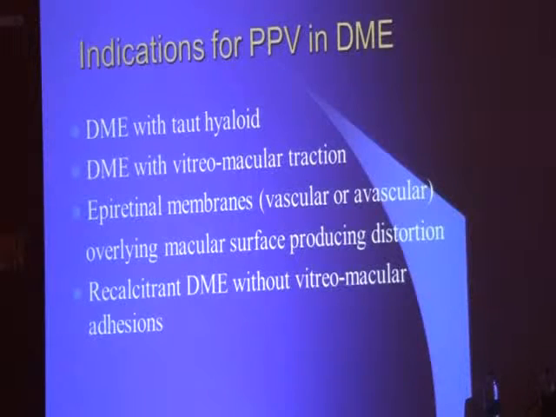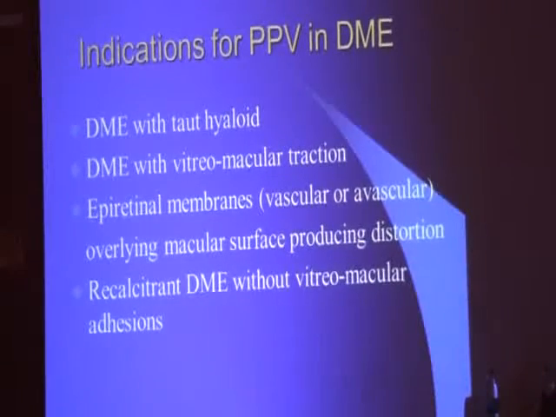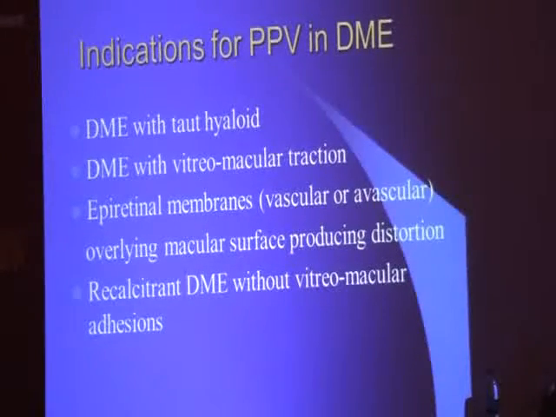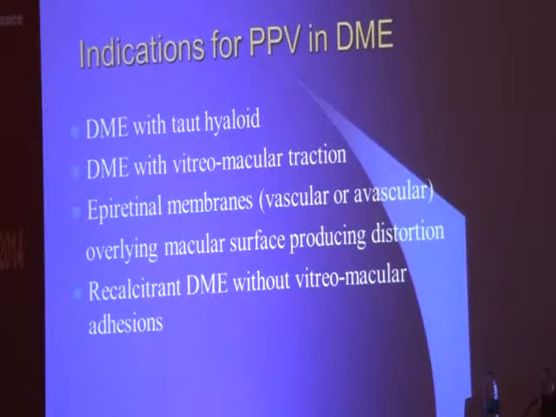So once we talk of the indications for pars plana vitrectomy in DME, there is DME with taut hyaloid, which I think came way back, almost 20 years ago, when some of the studies were done and it was found effective. So is DME with vitreomacular retraction. And then there are the epiretinal membranes, which we probably knew about, and which could be both vascular and avascular, overlying the macular surface and producing distortion of the macula. Then the last is recalcitrant DME without vitreomacular adhesions.